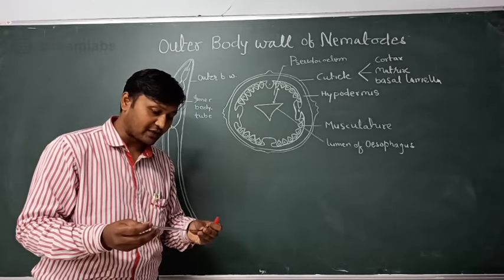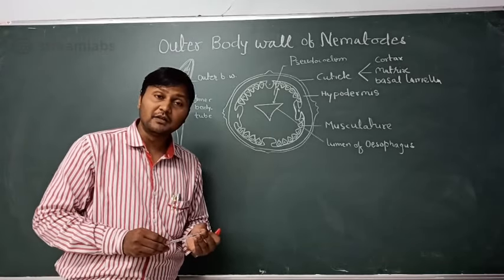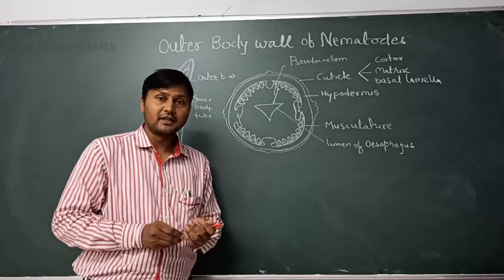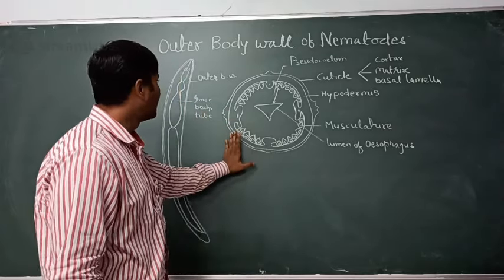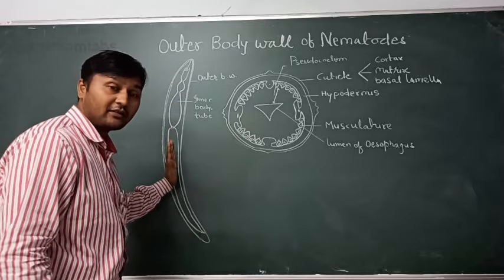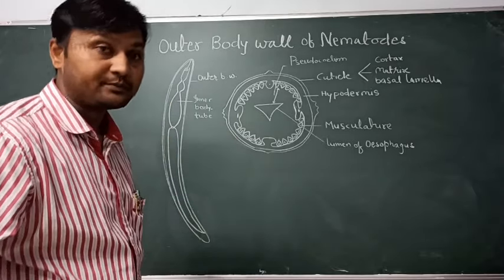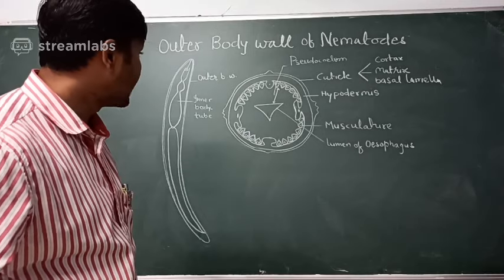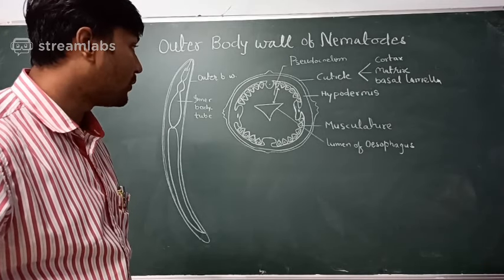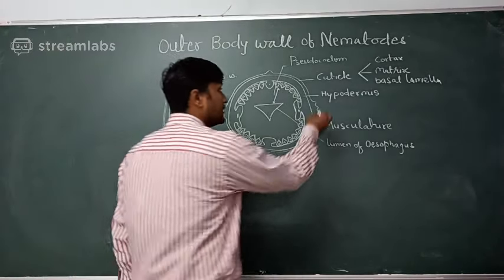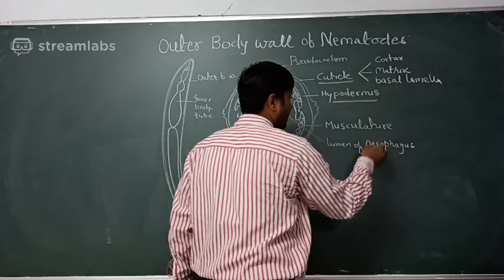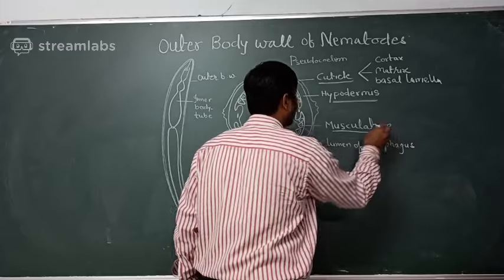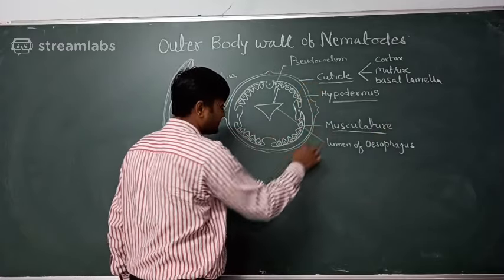So nematodes also have a tube within a tube body, in which the outer cover is called the outer body wall, and the inner one is called the inner body tube. The outer body wall has three important layers, that is cuticle, hypodermis and musculature. This one is cuticle.